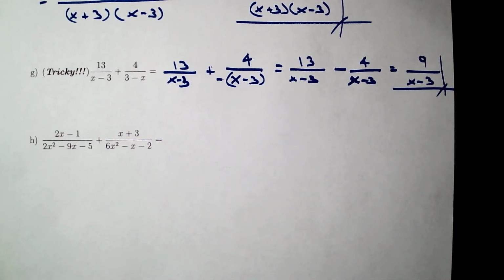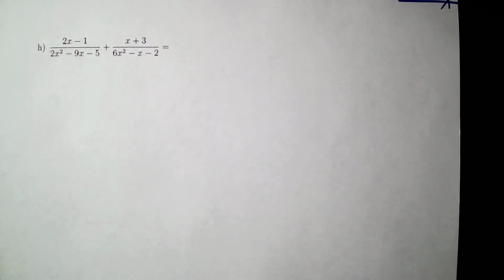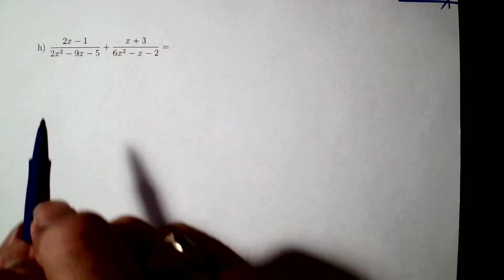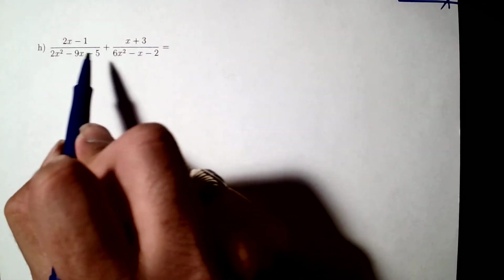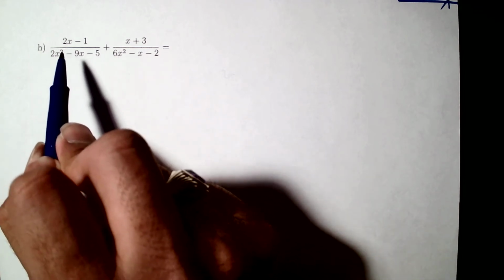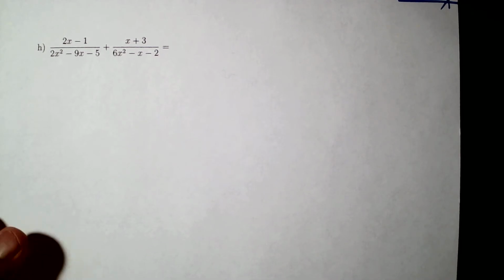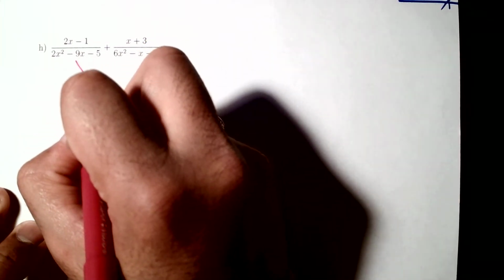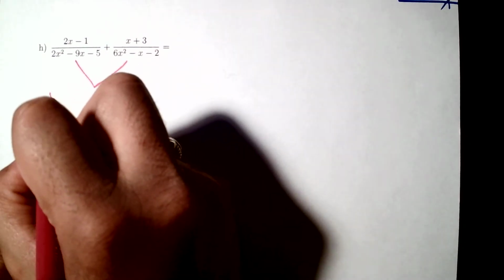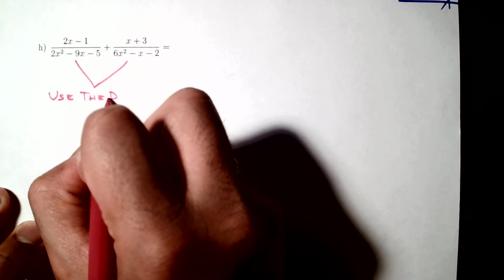And the last example for this, well, this one is going to look a little bit interesting, because now we are going to have two denominators that are trinomials with leading coefficients different than 1. So in this case, what are we going to do with these two? For these two, use the diamond method.